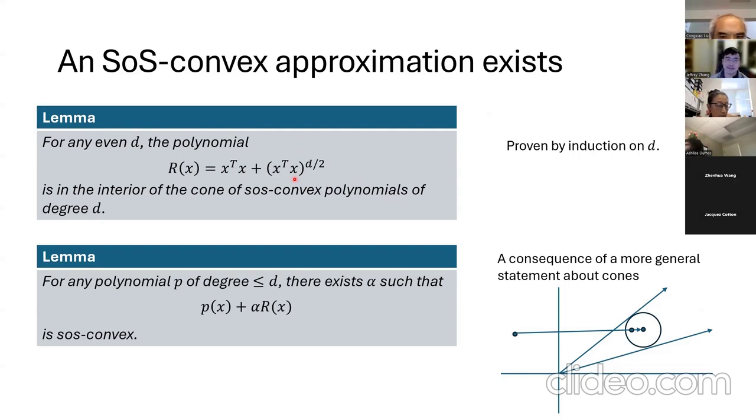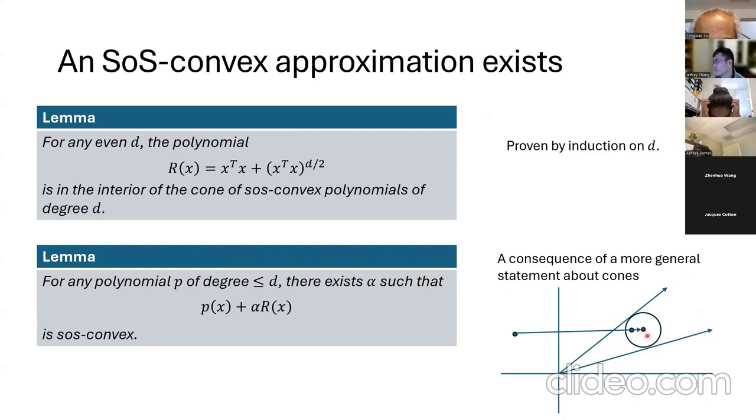And once you have that, you can make this argument that if you blow up the coefficient in front of the regularizer, then eventually it will be big enough that your polynomial is SOS convex. And the reason this works is a more general statement about cones. So you should imagine that this cone is the set of sum of squares convex polynomials.